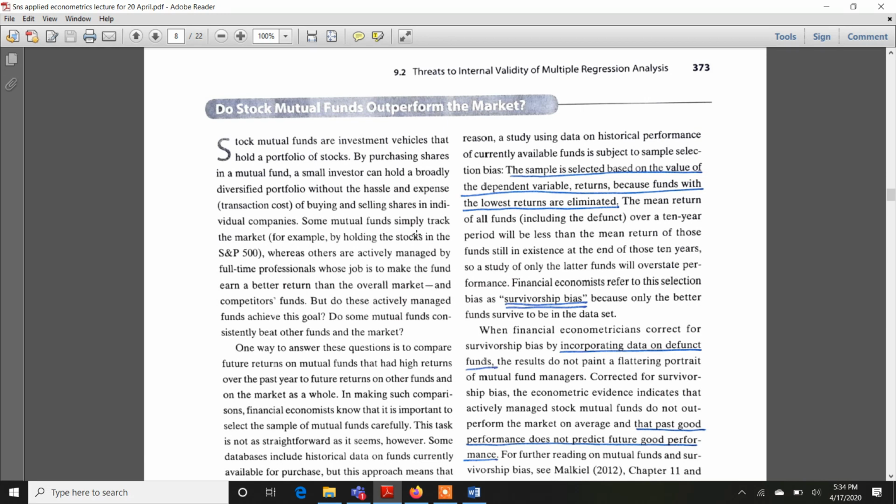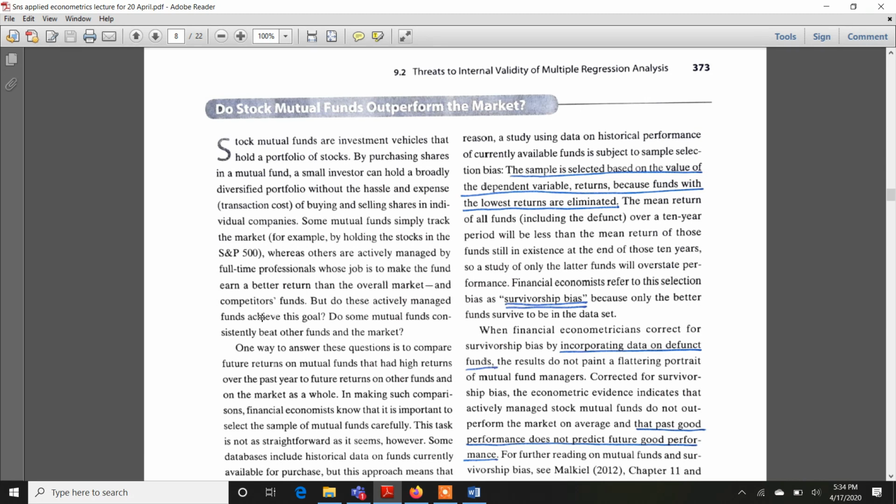Some mutual funds simply track the market, for example, by holding the stocks in the S&P 500, whereas others are actively managed by full-time professionals whose job is to make the fund earn a better return than the overall market, right? So we have those proper consultants that handle and manage a particular type of stock. So the question is, do these actively managed funds achieve this goal? That is, do they earn better returns?